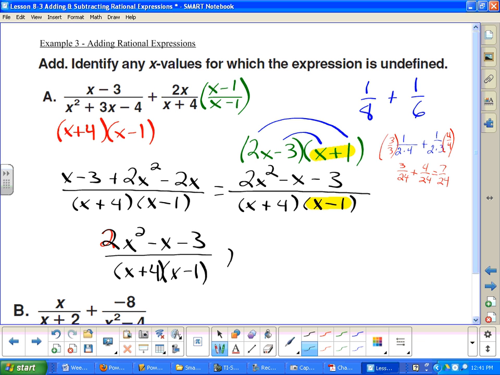And then in this case, x cannot equal, what makes the denominator equal to 0 here? Okay, negative 4 here and positive 1. All right, so 2x squared minus x minus 3 over the quantity x plus 4 times x minus 1, and x cannot equal negative 4 and 1. So after you factor the denominator, get the common denominator, and work from there.